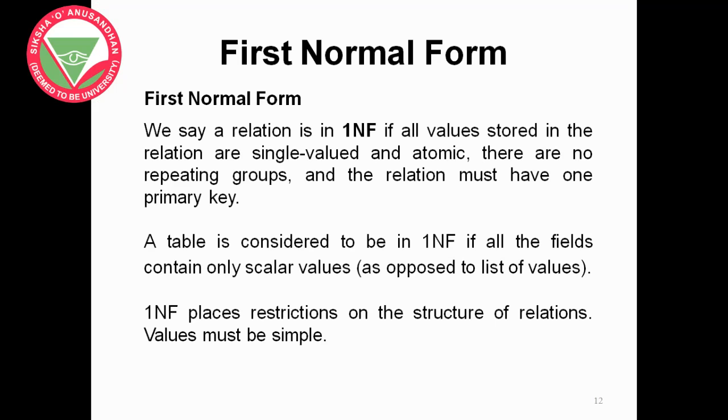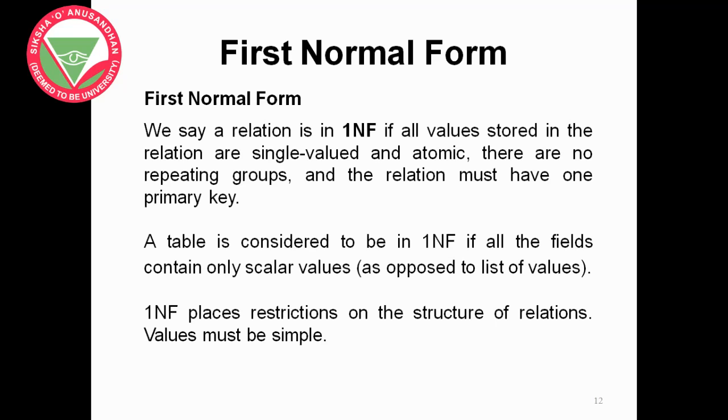Now we start with the first normal form. Now, what is the first normal form? We say a relation or a table is in the first normal form, or it is 1NF if all the values stored in that relation are single valued and atomic, and there are no repeating groups, and the relation must have one primary key. A table is considered to be in 1NF if all the fields contain scalar values as opposed to a list of values, as we have discussed earlier.